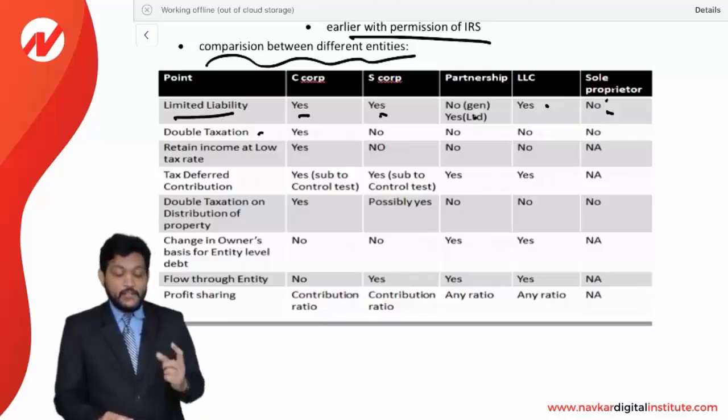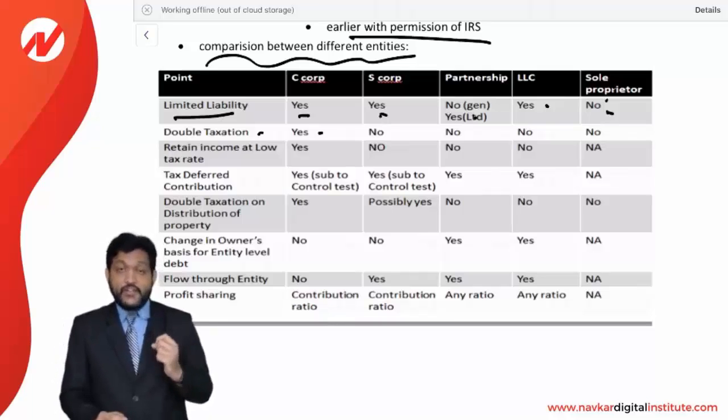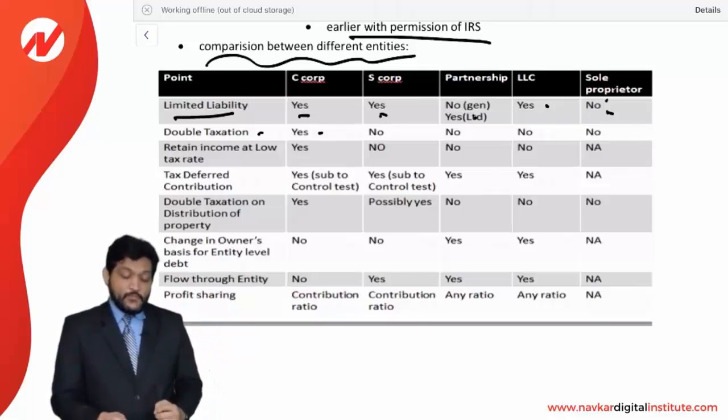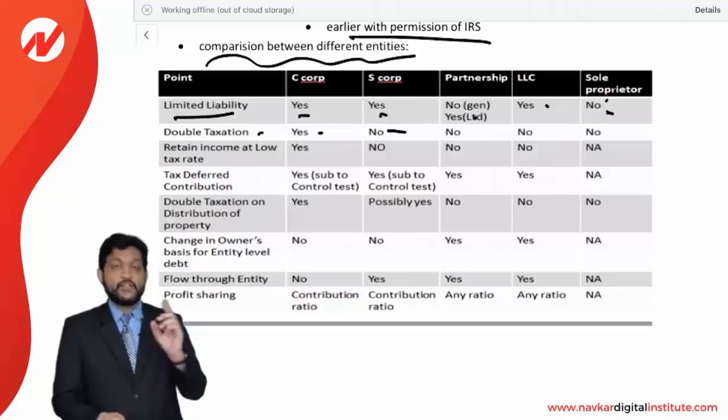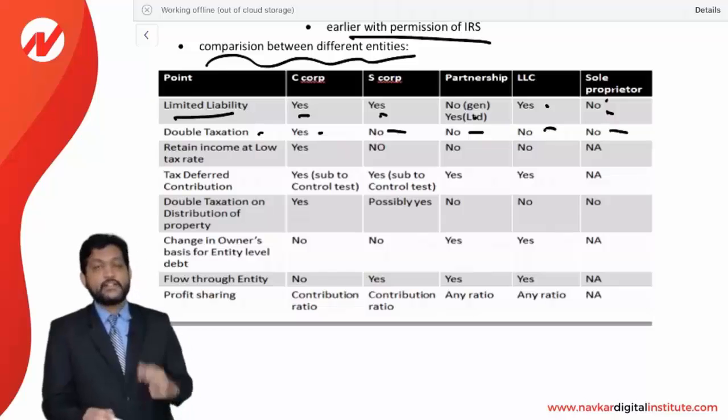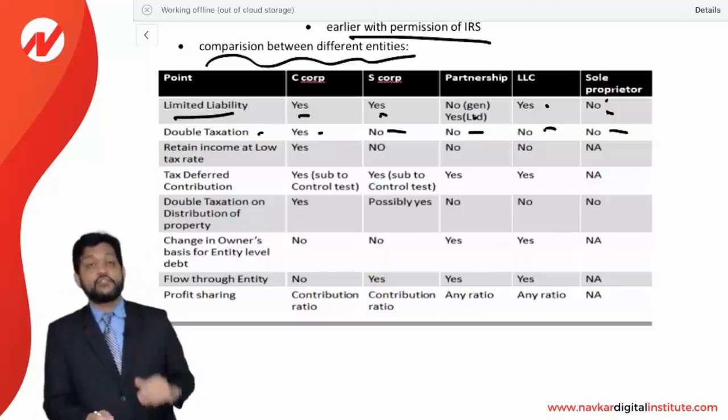Double taxation. C corporation, yes, it is going to be double taxation, tax to the C corporation as well as to the members. S corporation, no, it is going to be a flow-through entity. Only members will pay the tax. S corporation will not pay the tax. Partnership, no, it is not a double taxation entity. Partnership will not pay the tax. Partners will pay the tax. LLC, not a double taxation. Sole proprietor, not a double taxation, because only the individual is going to pay the tax.